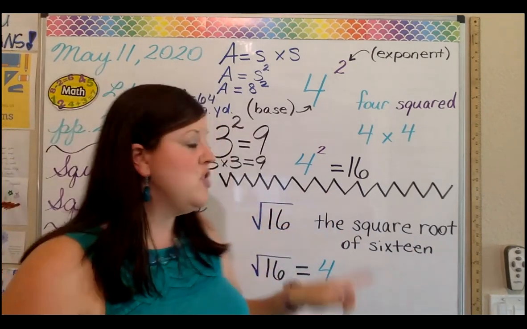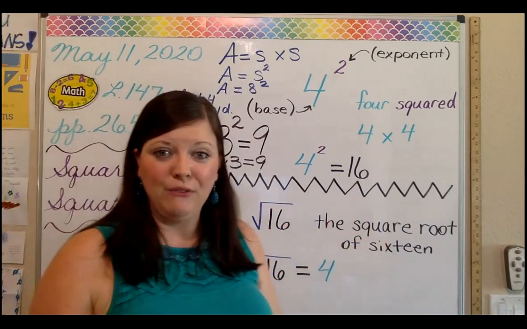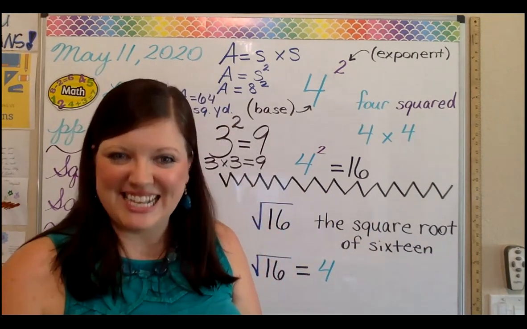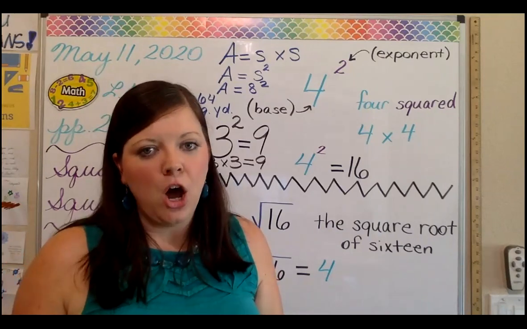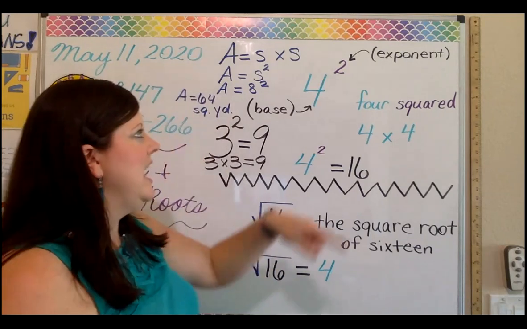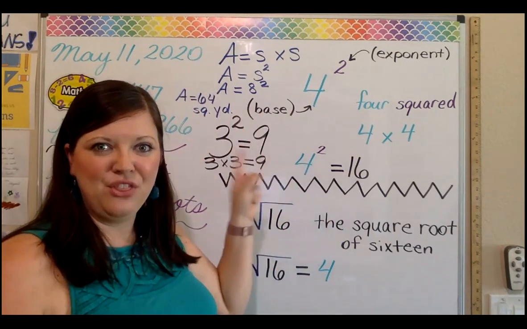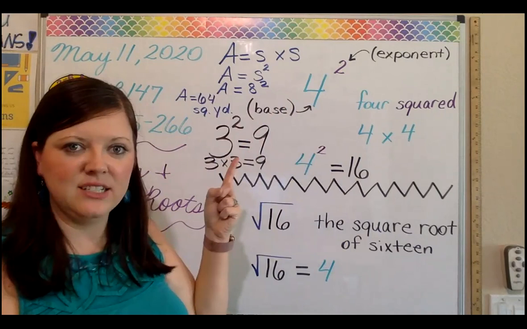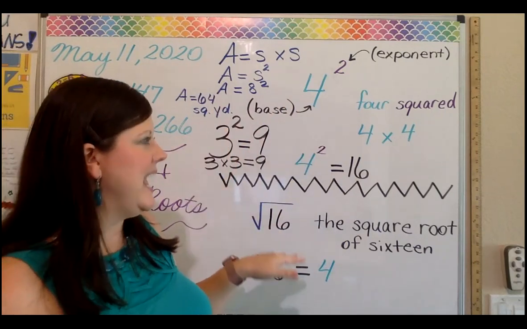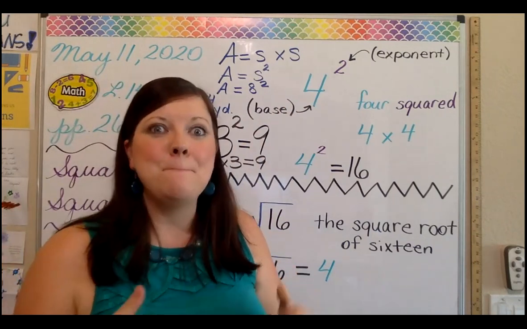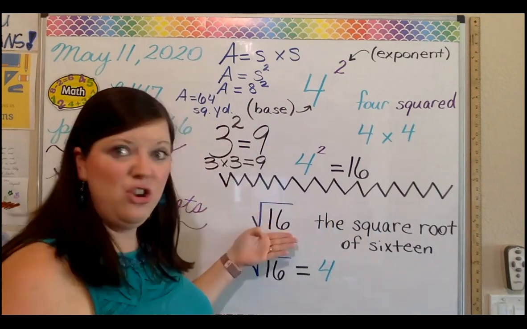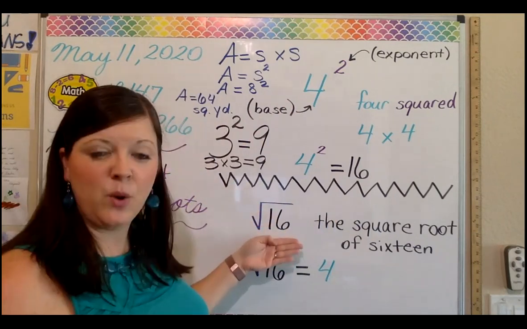This is read the square root of 16. The square root of 16. In order to solve the square root of 16, we have to think in the reverse of that, or the opposite of that. So we need to think, what number can we multiply by itself to equal that number, the number inside the square root symbol?